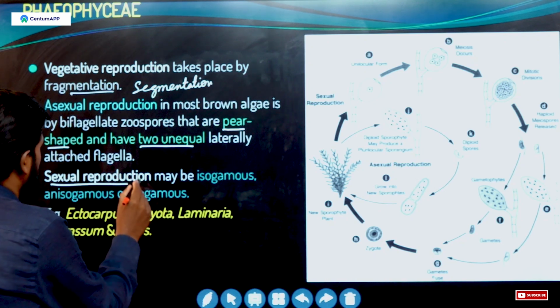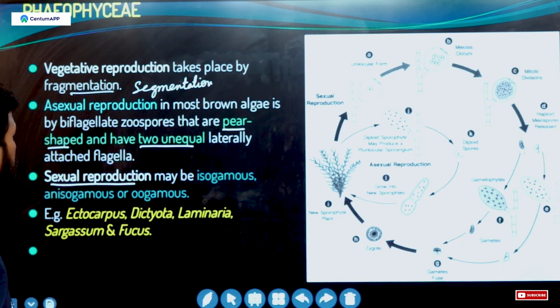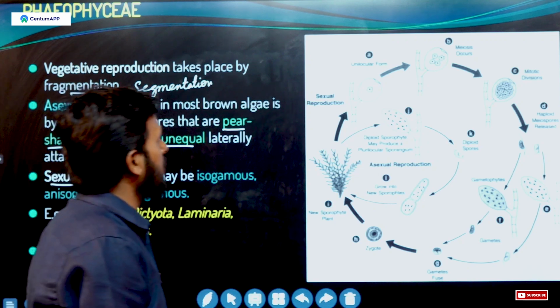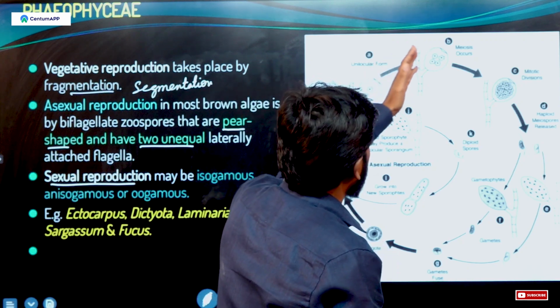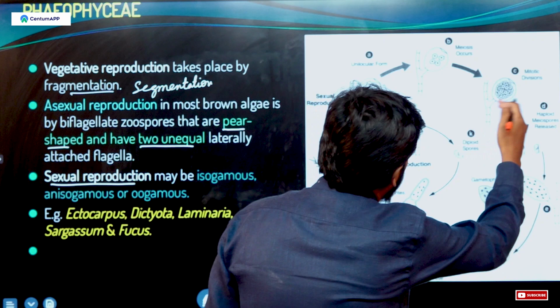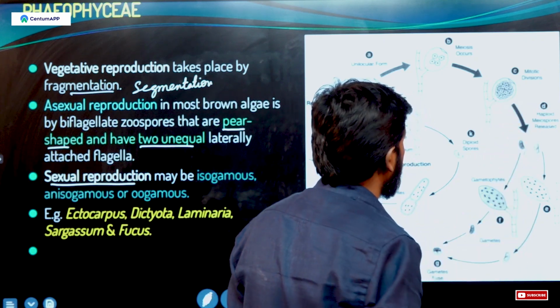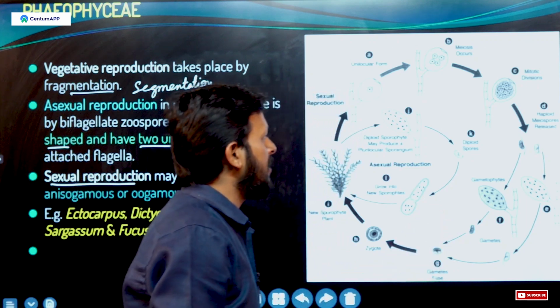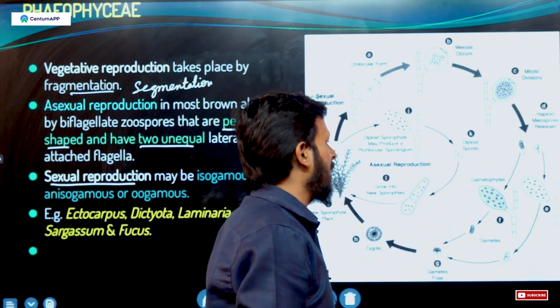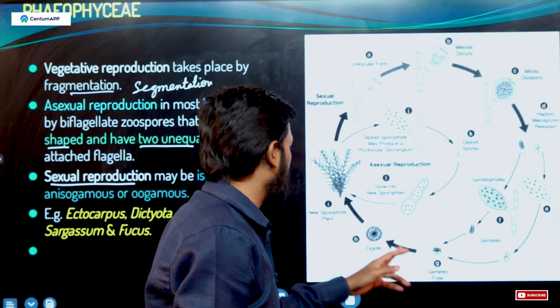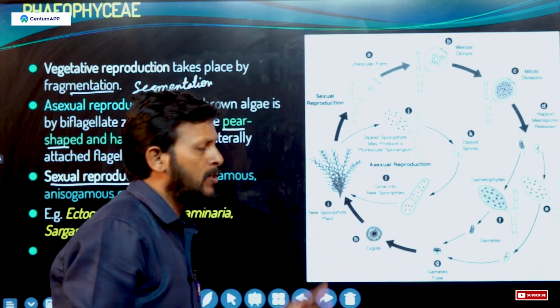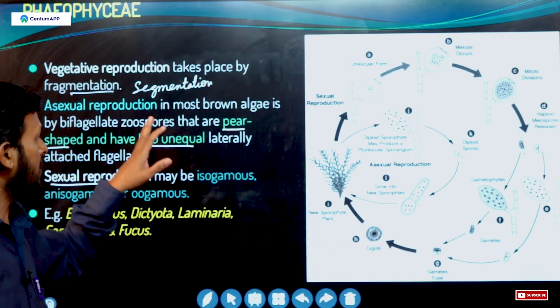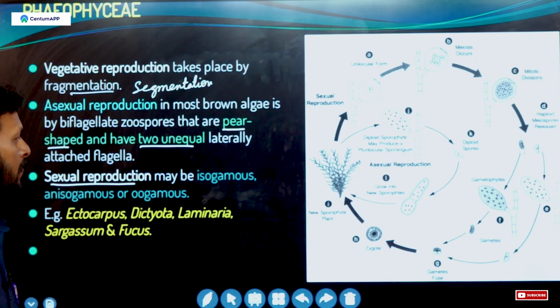And sexual reproductions are isogamous, anisogamous and oogamous. In the unilocular form of sexual reproduction, meiosis occurs and four cells are developed. After that, mitotic divisions release the gametes, which have unequal flagella, and the gametes fuse. After zygote formation, a new sporophyte develops. These are all the processes found in Phaeophyceae. Some examples are Ectocarpus, Dictyota, Laminaria, Sargassum and Fucus.